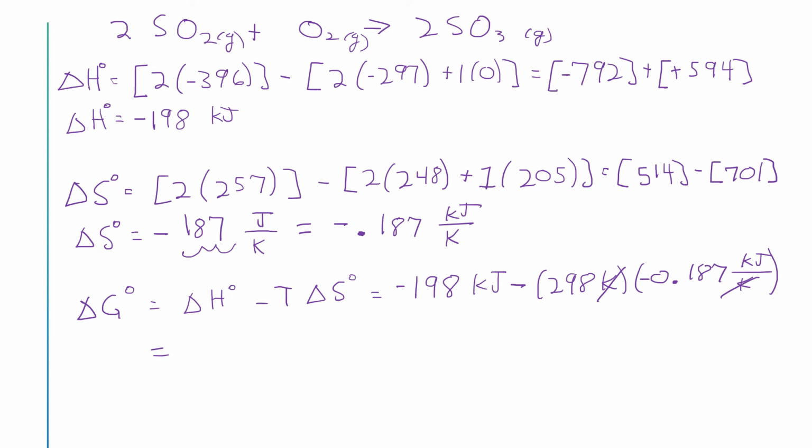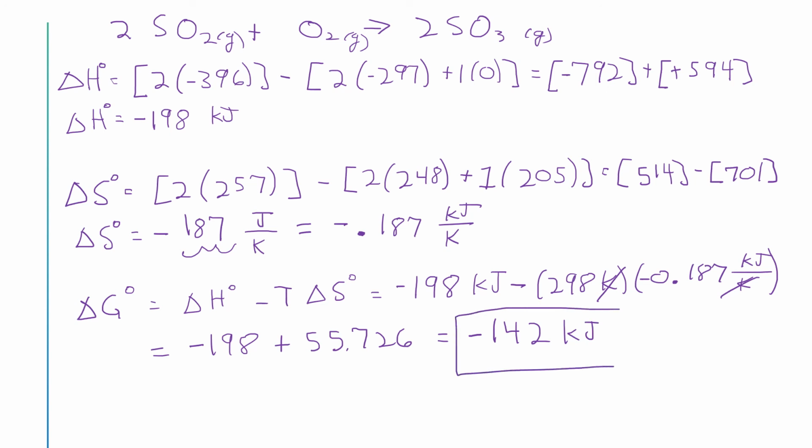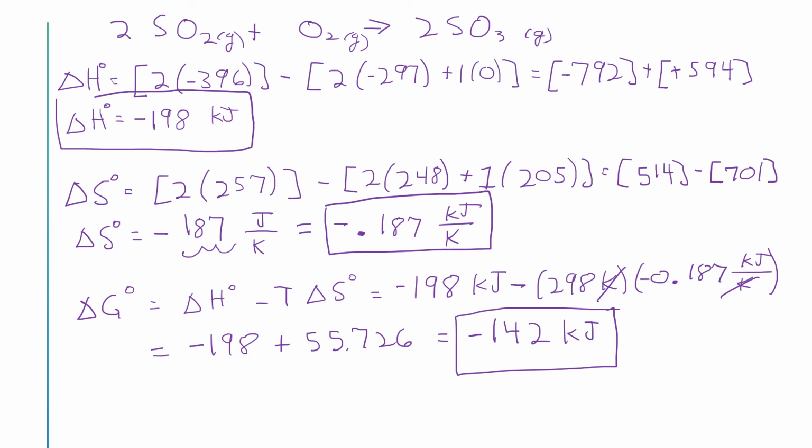All right, so we've got the negative 0.187 times a negative 298. And so that's going to be negative 198 plus 55.726. Running those two numbers through my calculator, I end up with a delta G of negative 142 kilojoules. All right, so we were asked to find delta H, delta S, and delta G, and that is what we end up with.